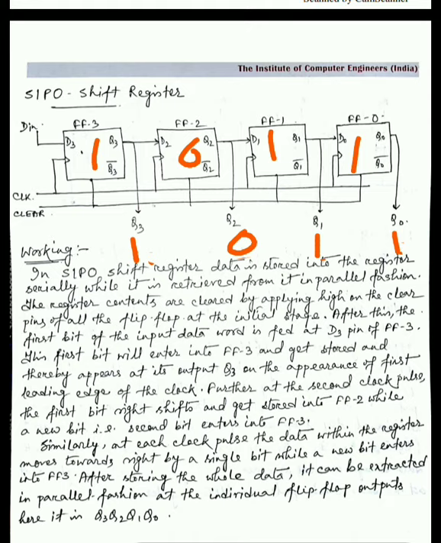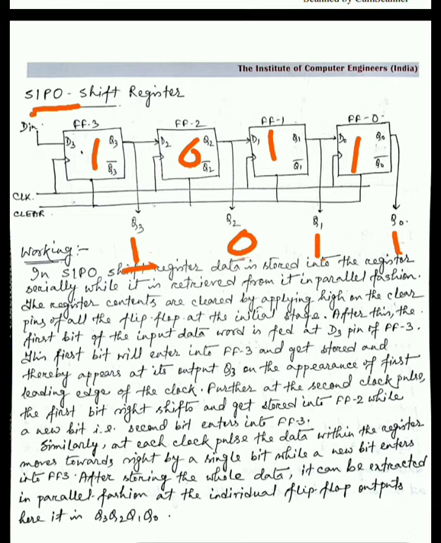In a D flip-flop, if the input is 1, output is 1. If input is 0, output is 0. Input is 1, output is 1. Input is 1, output is 1. So we get the value at the fourth clock pulse. We don't need any extra clock pulse to retrieve the data for a parallel output flip-flop.